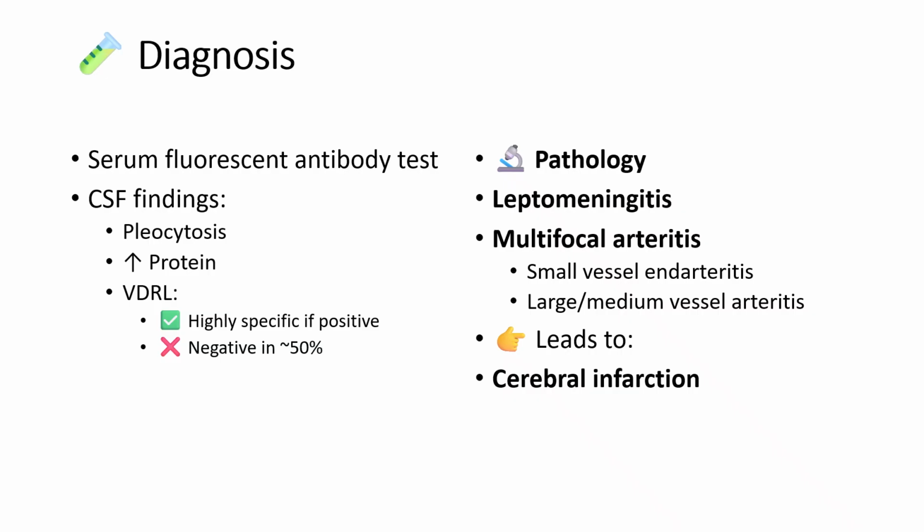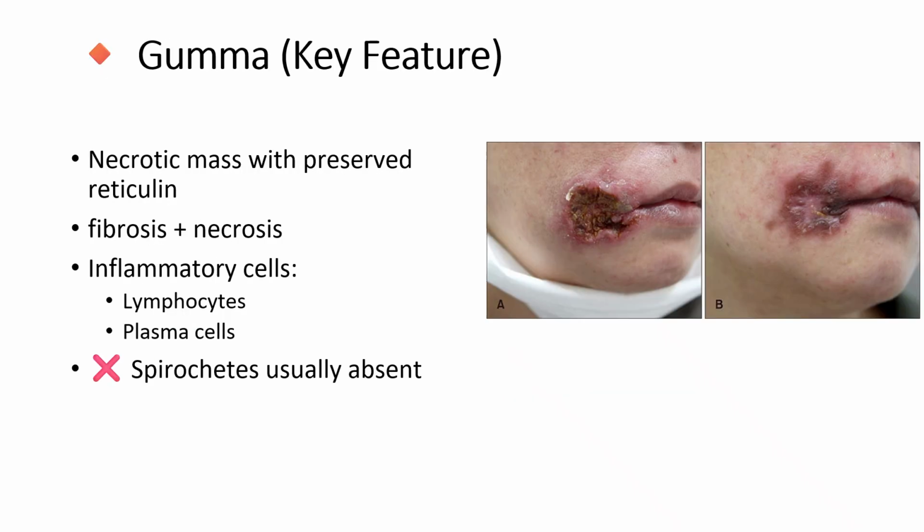Diagnosis is via serum fluorescent antibody testing. CSF findings are pleocytosis, elevated proteins, and VDRL is highly specific if positive, but it can be negative in 50% of cases. Pathology, we may find leptomeningitis, multifocal arteritis like small vessel endarteritis, large or medium vessel arteritis. It leads to cerebral infarction, hence the neurological deficit.